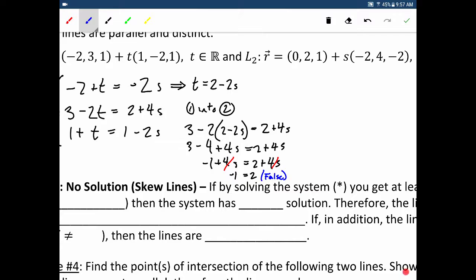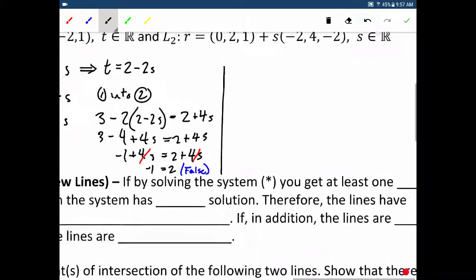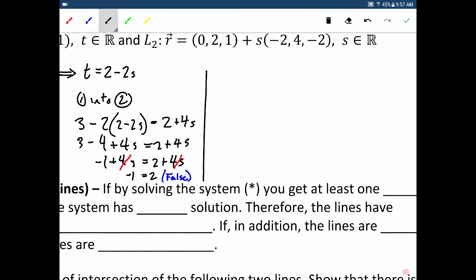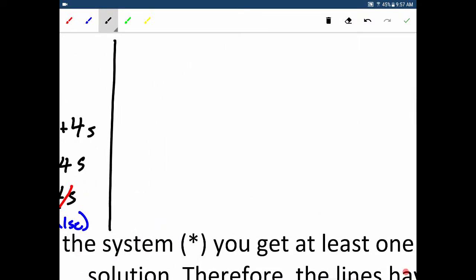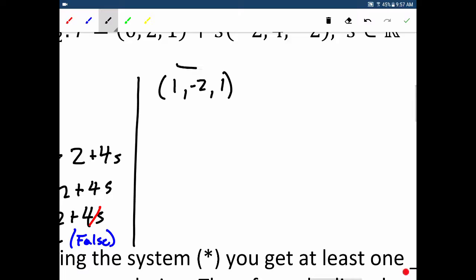Because it's false, right off the bat we know that they don't intersect. The only thing left is to determine if they are parallel. To do that, we just take the direction vectors. We've got 1, -2, and 1. You can see why I split this lesson up into 2 days. It's taking forever. This is one of the longest videos I've done. And -2, 4 and -2. So these are our two direction vectors.